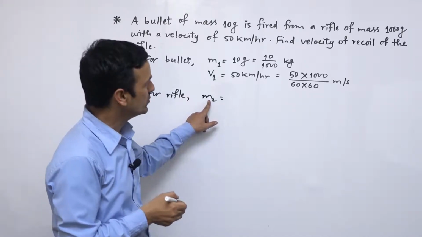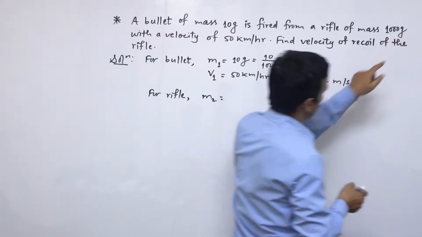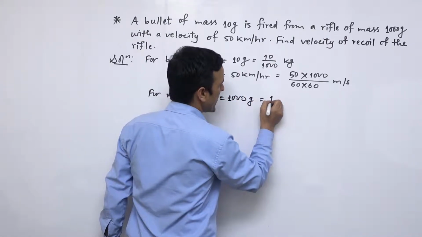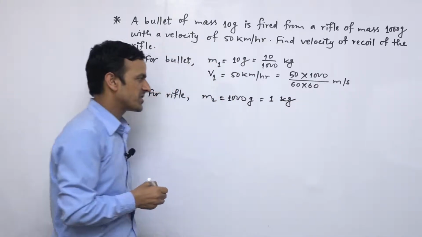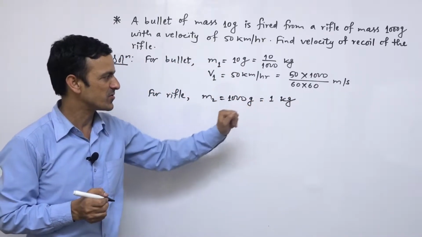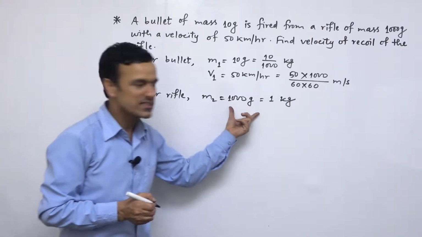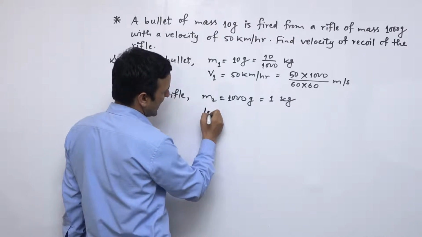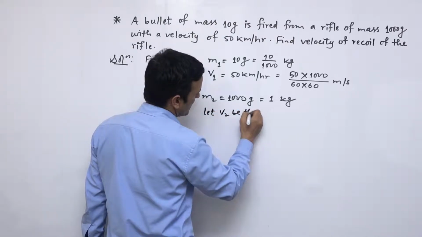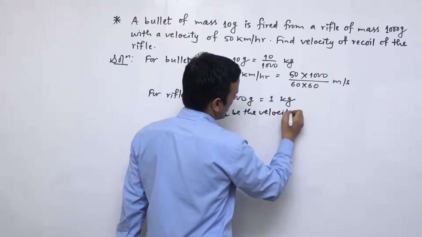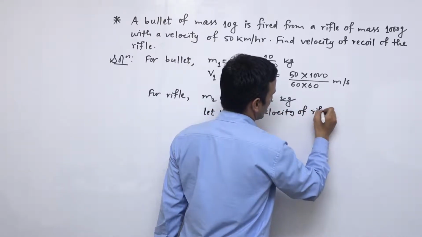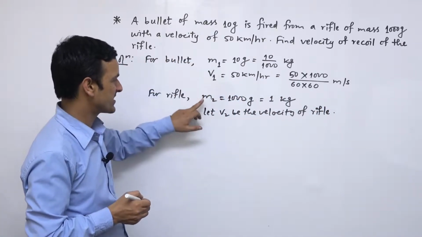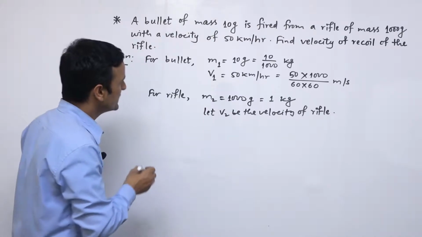For the rifle, its mass is denoted by m2 and the mass is given as 1000 gram. As you know, that is 1 kg. Mass is always in kg, so we convert gram to kg. So 1000 gram means 1 kg, and its velocity is not given here. So let v2 be the velocity of the rifle, just like m1 v1, here we have m2 v2.